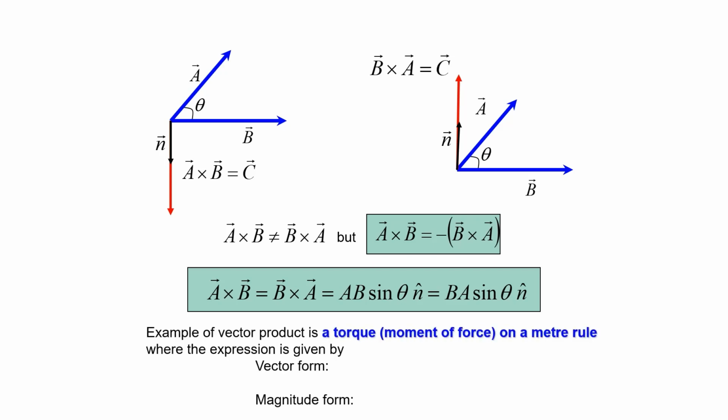An example of vector product or cross product is torque or moment of force on a material, where the expression in the form of vector product is torque is equal to vector R cross vector F, and the magnitude form can be written as torque is equal to Rf sine theta.